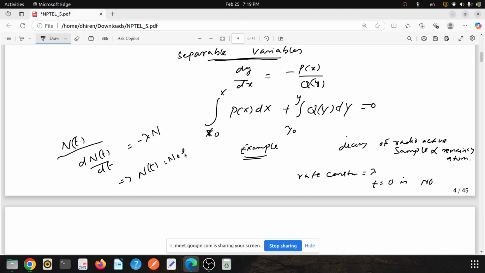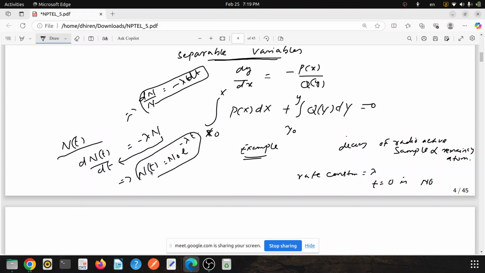You can take this function to this side: dn by n equal to minus lambda dt. After that you can integrate and then you can solve. The solution will be in this form, with the exponent minus lambda t.